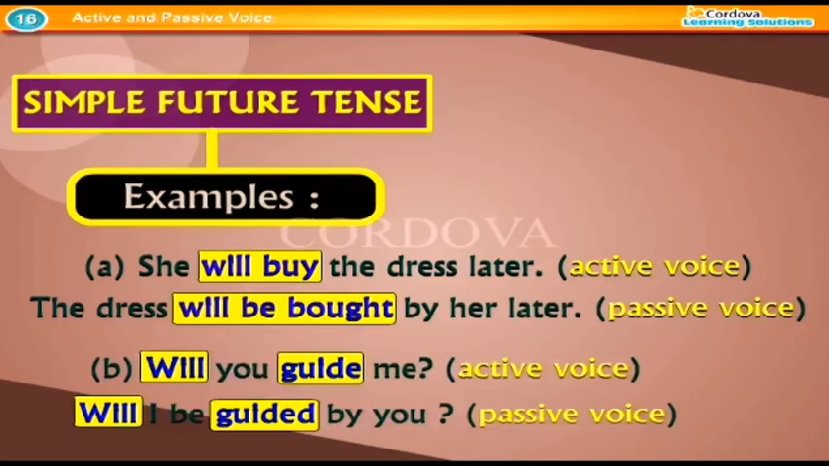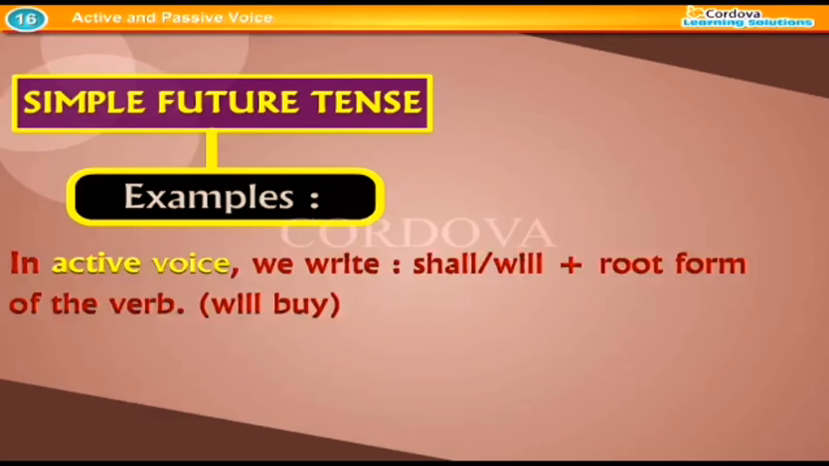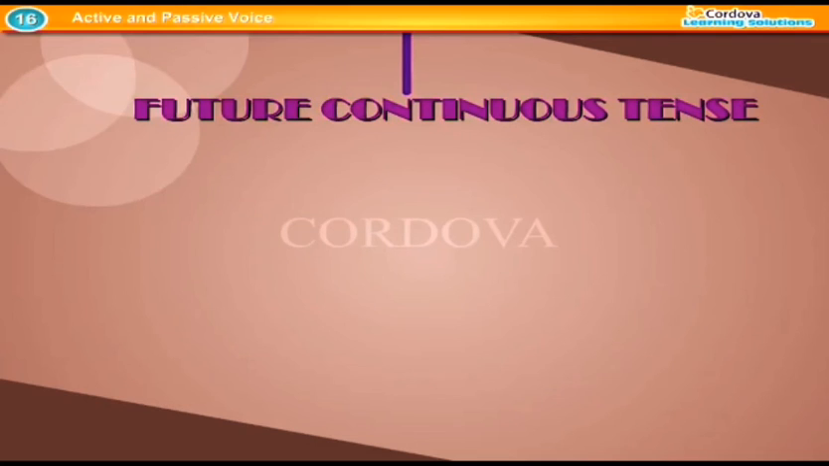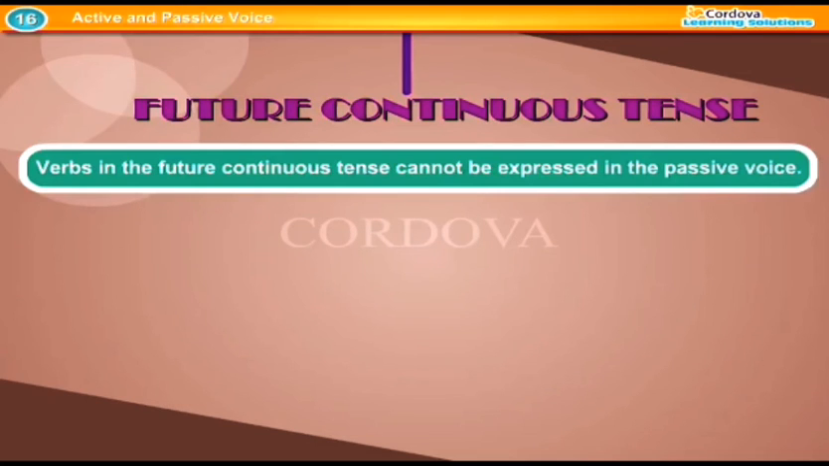Passive voice. In active voice, we write shall, will plus the root form of the verb: will buy. In passive voice, we write shall be, will be plus the past participle form of the verb: will be bought. Future continuous tense. Verbs in the future continuous tense cannot be expressed in the passive voice.